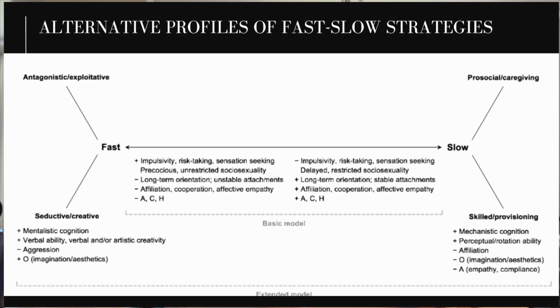For fast life history strategies, there's an antagonistic or exploitative strategy, okay? So exploiting others, immediate gratification, that kind of thing. But there's also a seductive or creative fast life history strategy, right? For immediate gain, that kind of thing. Mentalistic cognition, higher verbal ability, higher creativity, actually lower in aggression, negatively correlated with aggression, whereas the antagonistic exploitative one is correlated with aggression, and then also positively correlated with openness, right? So if you think of something like openness in the Big Five, what do we know? Yeah, that's associated with having more sexual partners, also with imagination, creativity, aesthetics. So these are things that can produce status benefits through the prestige pathway.